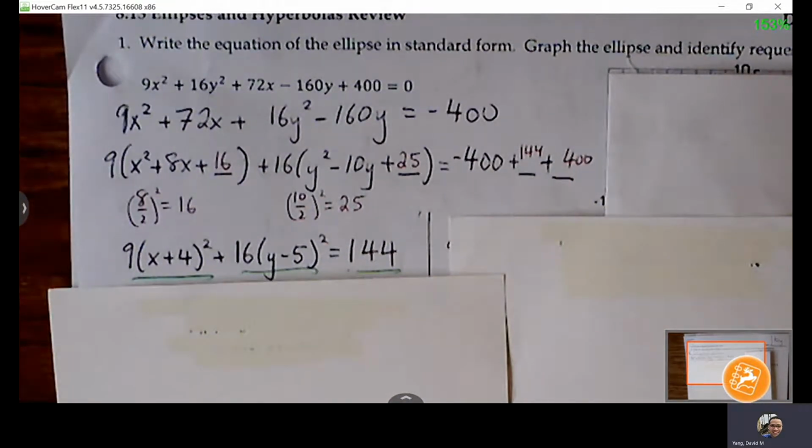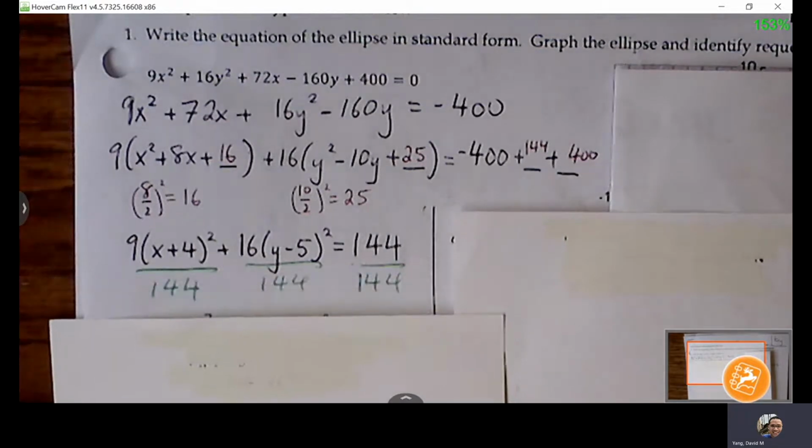Right side cleans up to be 144. Factor: multiplies to be 16, adds to be 8, so (x + 4)(x + 4). Multiplies to be 25, adds to be negative 10, so negative 5 and negative 5. All right, getting closer towards standard form. To top it off, we want that right side to be equal to 1, so we'll divide everything by 144 to get that right side to show as 1.